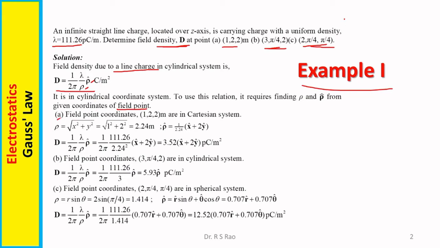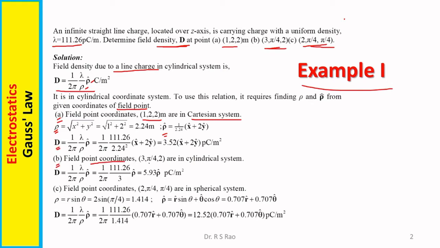So first we consider A. Field point coordinates are 1, 2, 2 meter. These are in Cartesian, we can see easily. Rho corresponding to these coordinates is square root of x square plus y square. It is equal to 2.24 meter. Rho cap is 1 by 2.24 times x cap plus 2 y cap. Substitution gives density.